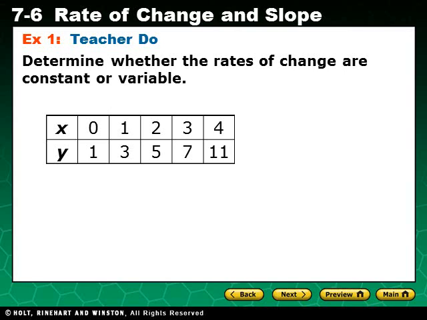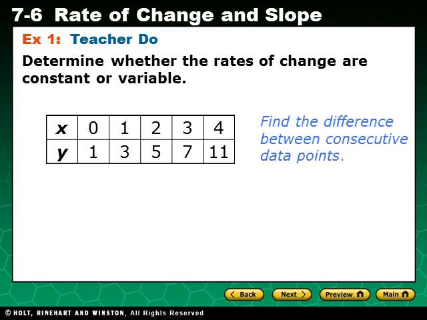So here we've got the x's, 0, 1, 2, 3, and 4. And here we have the y's, 1, 3, 5, 7, and 11. Okay, if we think about function tables, we want to see what the change is in each number. So I want to find the difference between each point. So from 0 to 1 is 1, 1 to 2 is 1, and 2 to 3 is 1, and 3 to 4, and so forth. And you see from the y's, 1 to 3 is plus 2, plus 2, plus 2, but from 7 to 11, it's plus 4.